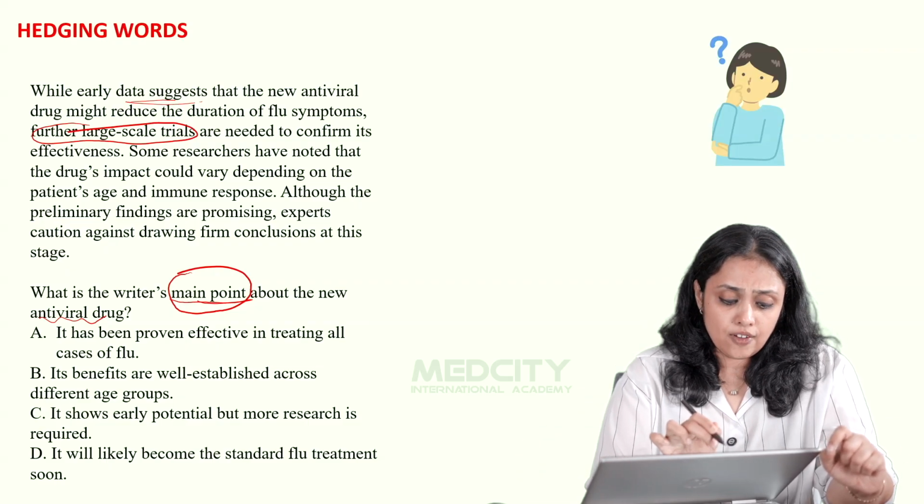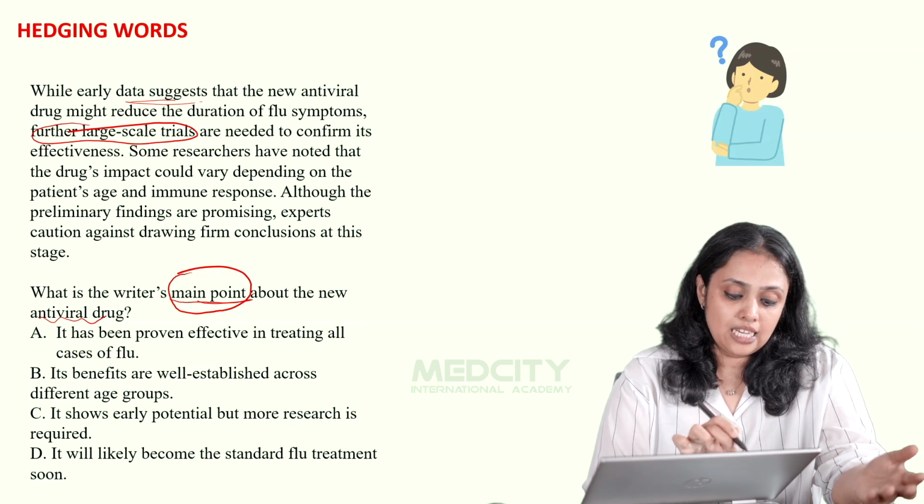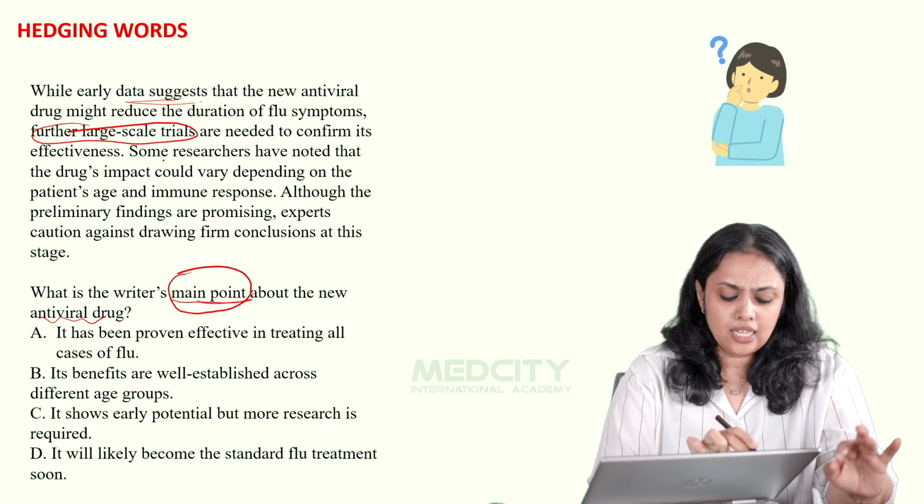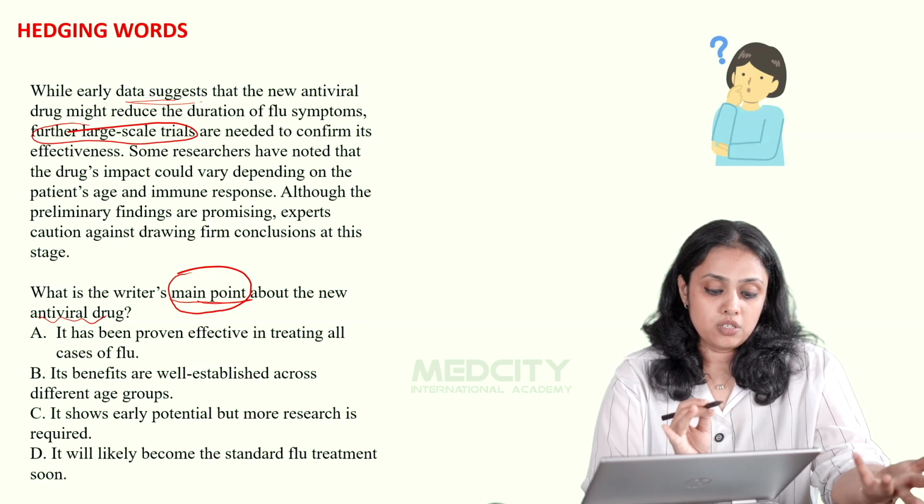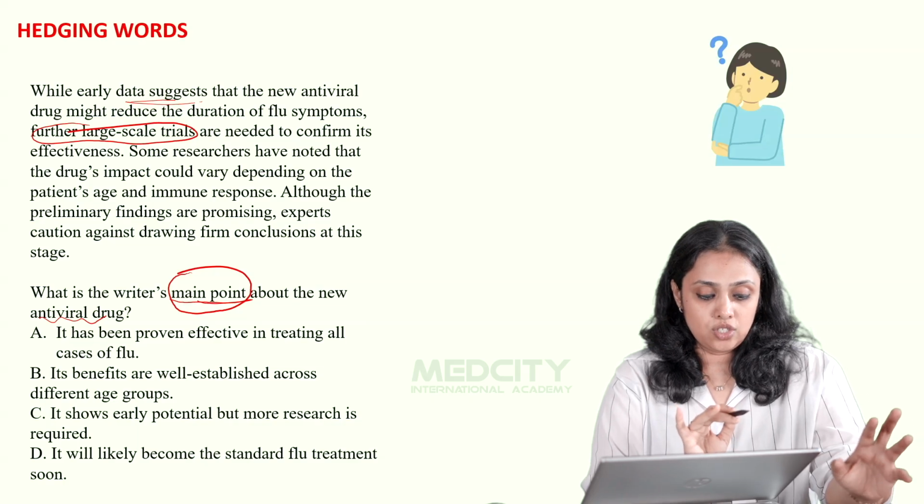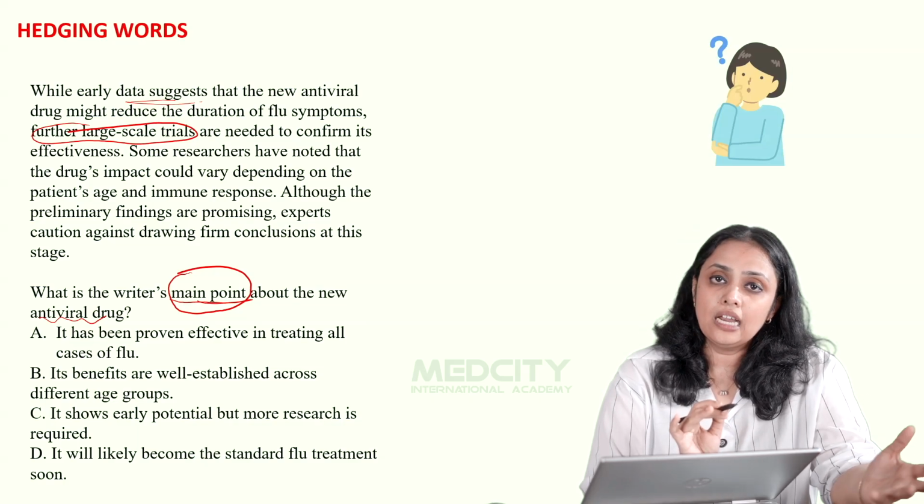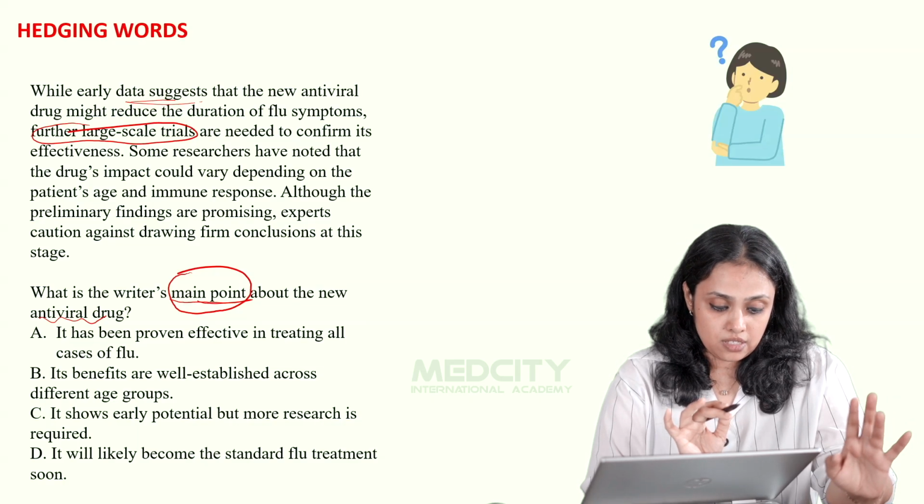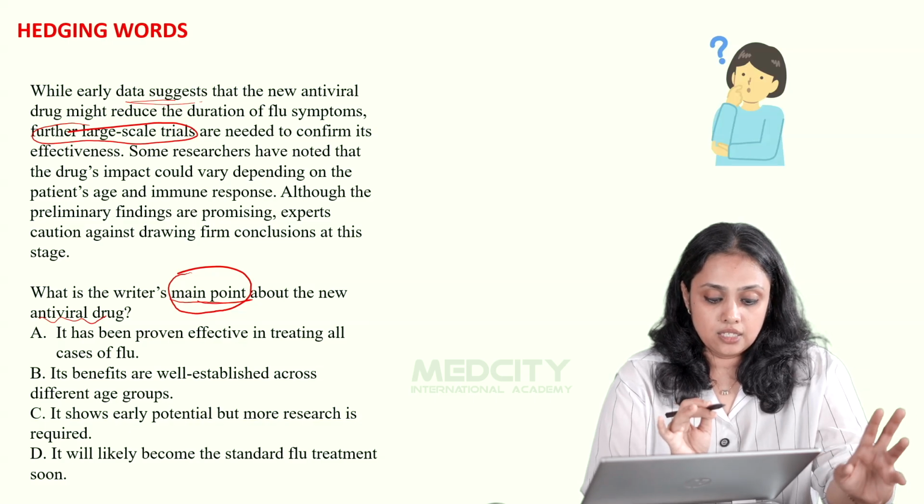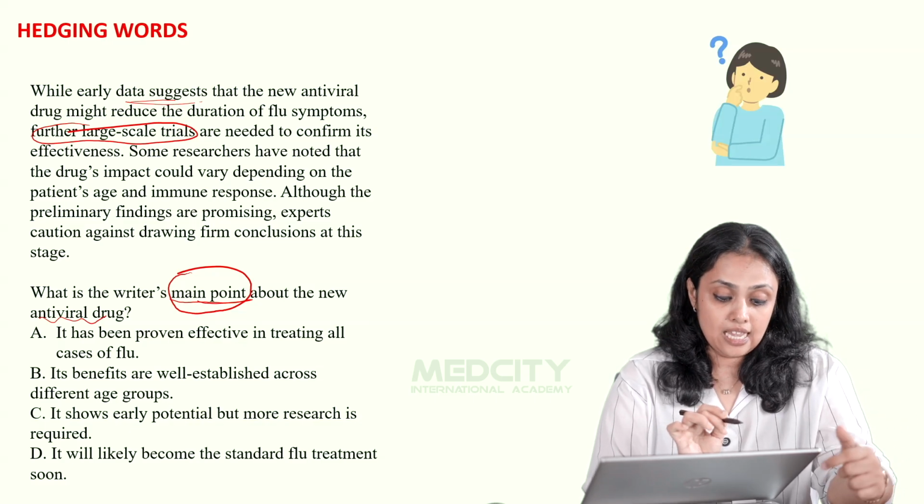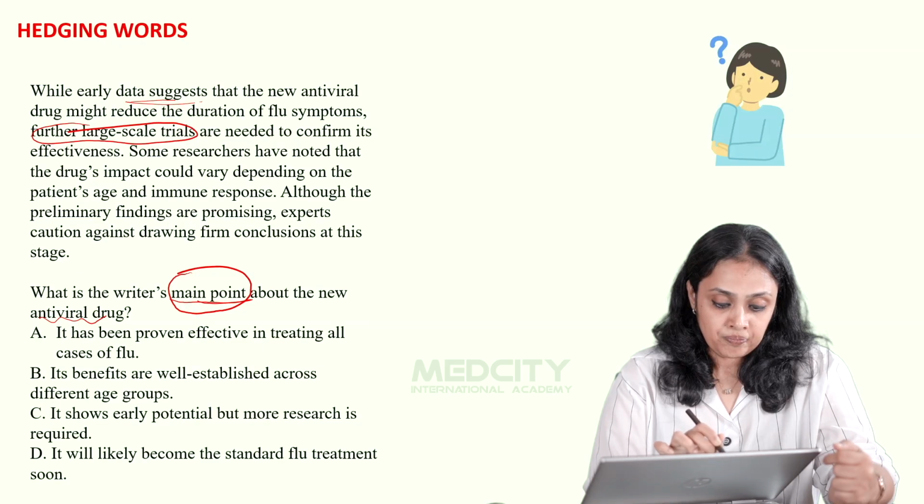Some researchers have noted that the drug's impact could vary depending on the patient's age and immune response. So in between, an idea has been placed which talks about some researchers who have noted that the effectiveness of this drug varies depending on the patient's age and immune response.